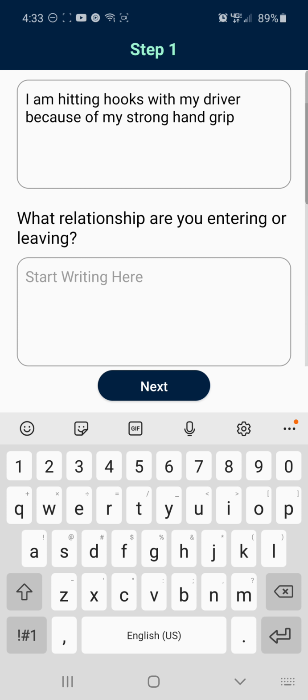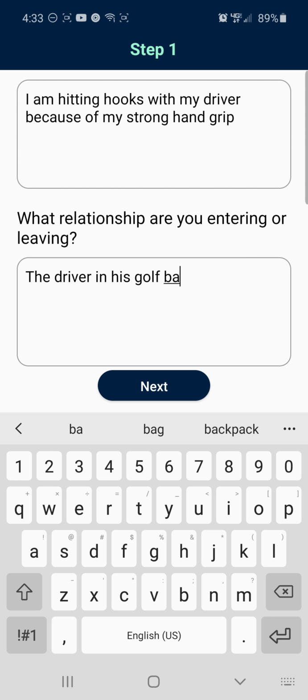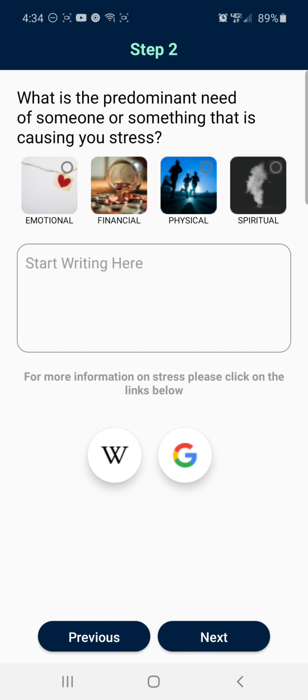So what relationship are you entering or leaving? The relationship is with his driver. Driver, which is one of his clubs in his golf bag. Now, with this app, we can talk it out or write it out. Now, we're using the writing out feature here.